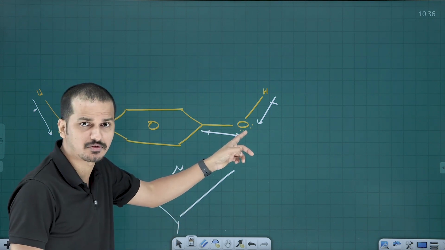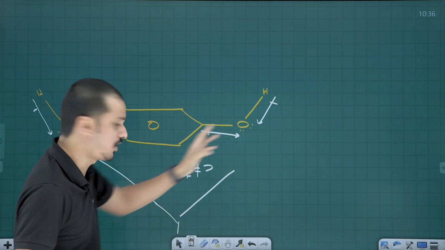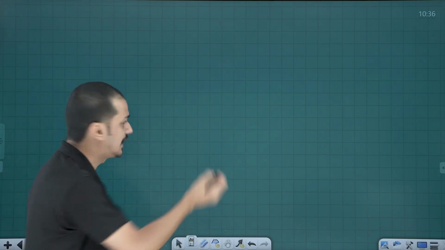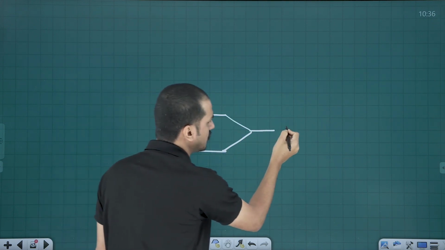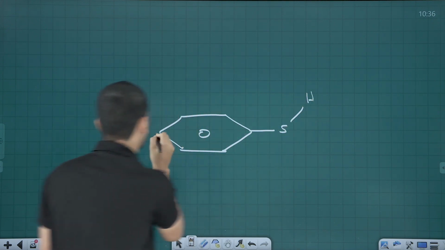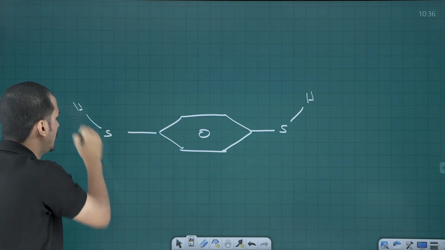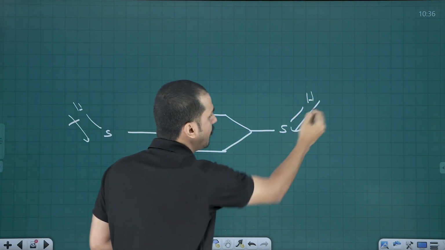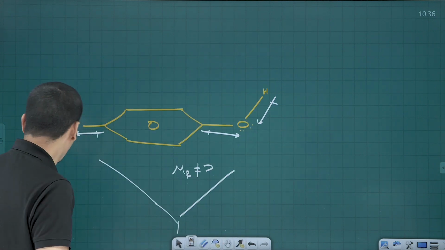If oxygen shows that, of course sulfur also will show, because both belong to the same group. So this is actually alcohol. If it is sulfur, that is thiol. Thiol also is the same thing. In thiol you can see SH, here also SH, they are not in the same plane. So automatically the dipole moment will be there. That means they are not in a plane.